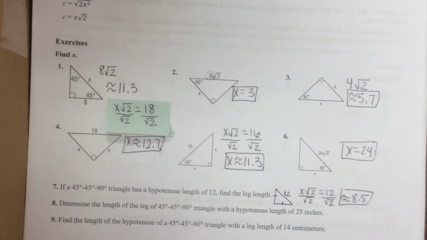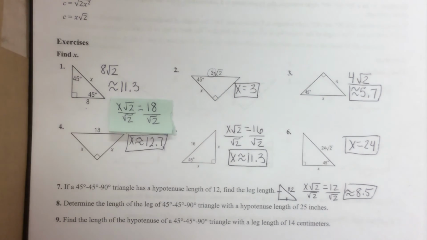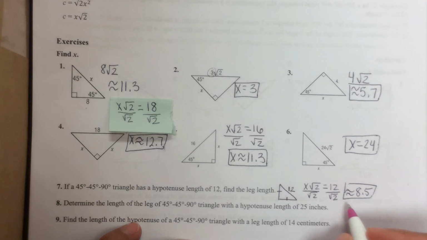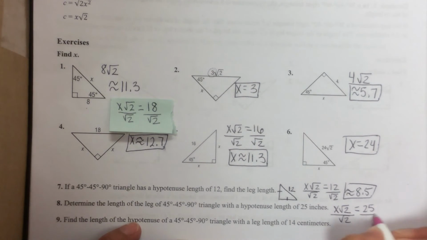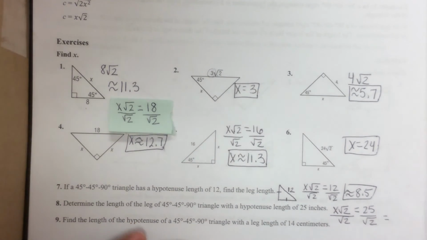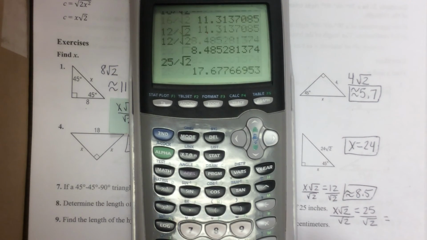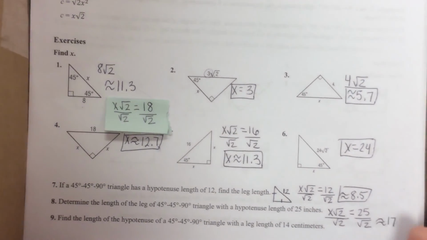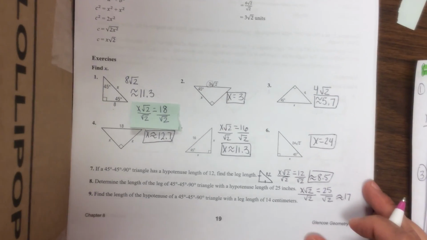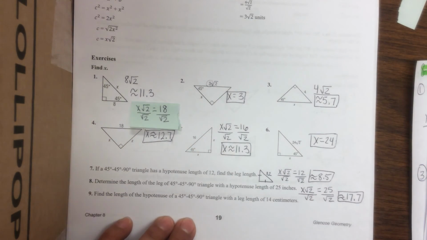Number 8, determine the length of the leg of a 45-45-90 triangle with a hypotenuse length of 25 inches. Okay, do the same thing here. If you take x square root of 2, set it equal to 25, divide by the square root of 2, 25 divided by the square root of 2 gives you approximately 17.7.